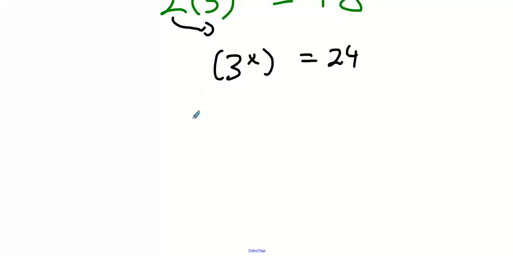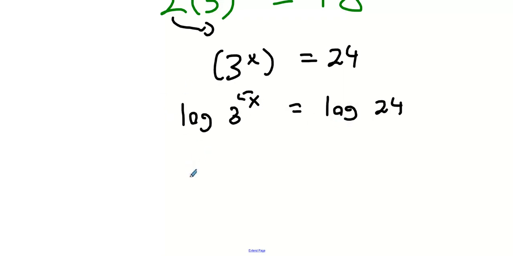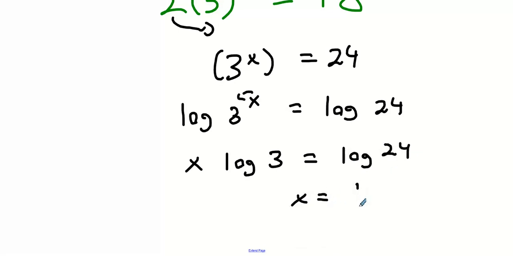And now you can log both sides. And now you see that the x is working exclusively on the 3. And then you bring the x to the front. So does everyone understand that if you ever have another number in front of it, get rid of it at the very beginning? Right, guys, log 24, and then log 24 divided by log 3.